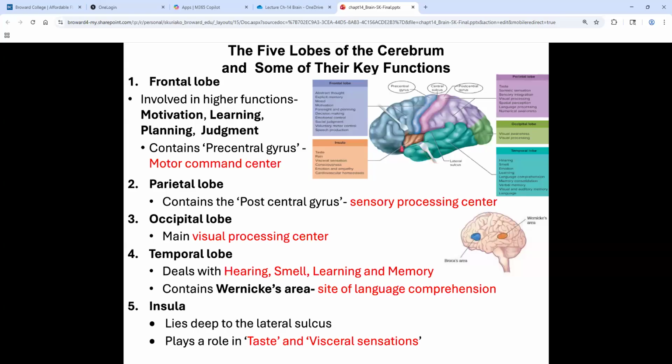And I told you, if you pull the temporal lobe down and the frontal lobe up, underneath you can see a lobe. That's called the insula. That is the lobe which is involved in taste. So you eat something, you feel it's tasty, that is appreciated by the insula.